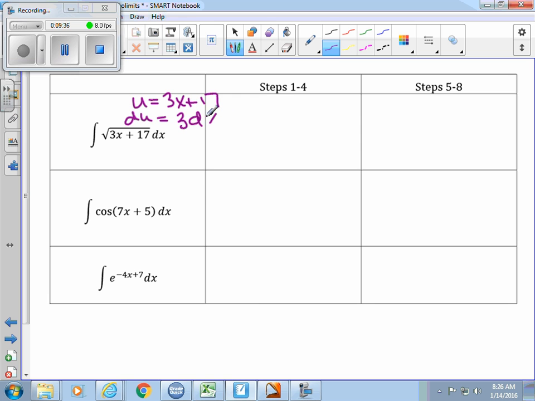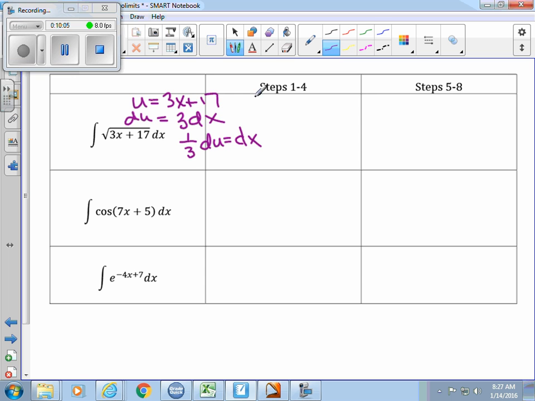This is how I always write this. It's because I'm lazy. I don't know. Du equals 3dx. If you want to write du dx and solve, that's great too. You know, math people, we're lazy. We take shortcuts. That's what we do. So I get 1/3 du equals dx. Any questions so far?